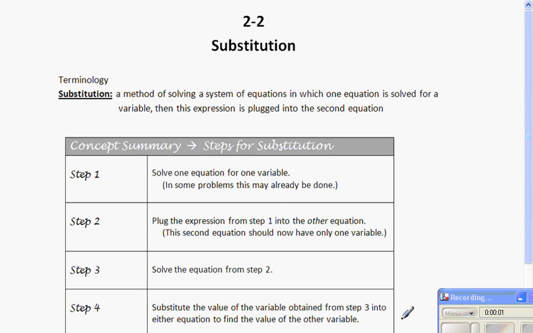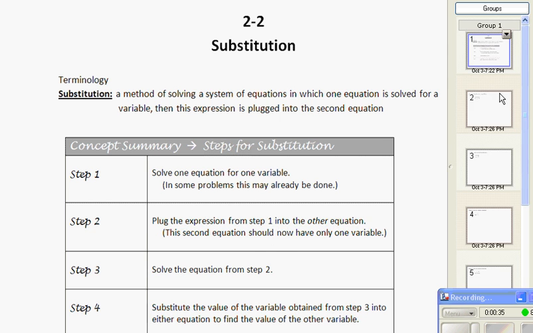2-2 substitution, solving a system of equations in which one equation is solved for a variable, then the expression is plugged into the second. There are 4 steps when dealing with substitution. Step 1, solve one equation with one variable for one variable. Step 2, plug the expression from step 1 into the other equation. Step 3, solve the equation from step 2. Step 4, substitute the value of the variable obtained from step 3 into either equation to find the value of the other variable. You'll want to refer back to this as you work throughout your steps.